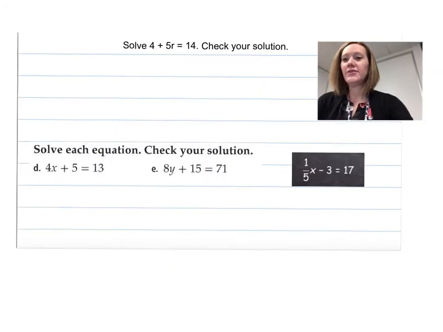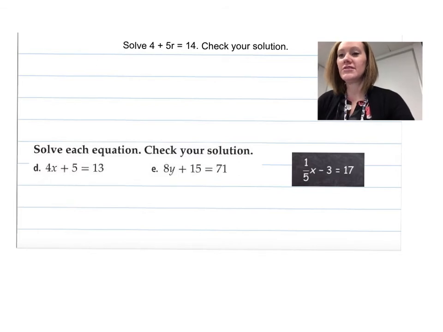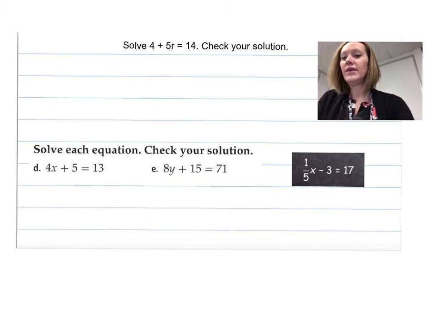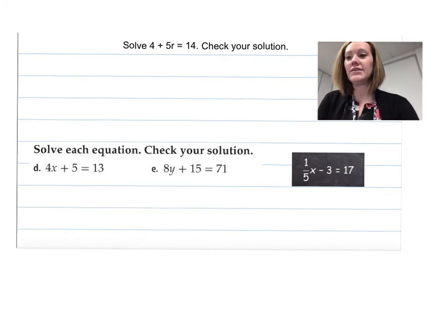All right, we'll continue on doing some practice with two-step equations. So if we have 4 plus 5r equals 14, we can first rewrite it if we want to have our coefficient with the variable first.